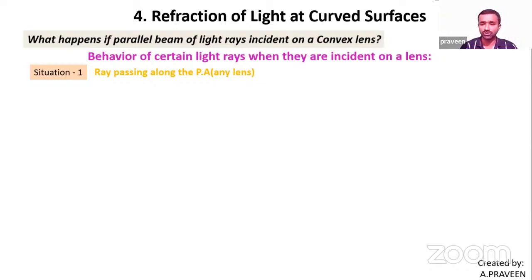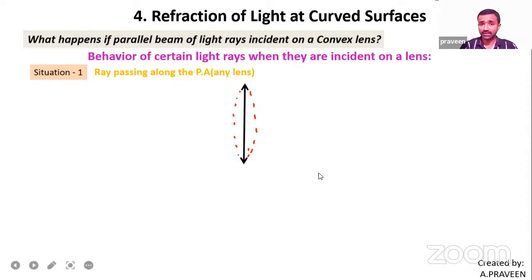Suppose we take a double convex lens. From this onwards, we are using symbols of the lenses. Let me remind you what the symbols are. If you join the edges, the shape you get is the double convex lens. So this is the symbol of a double convex lens.